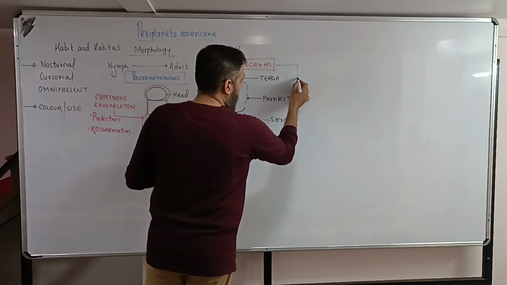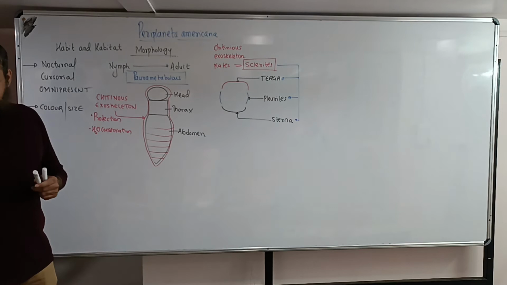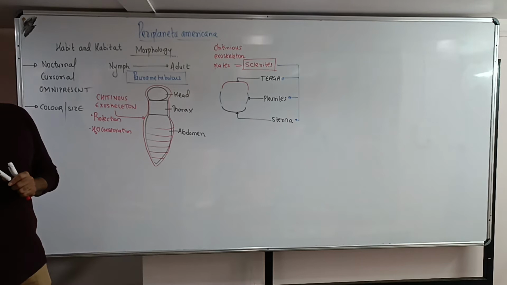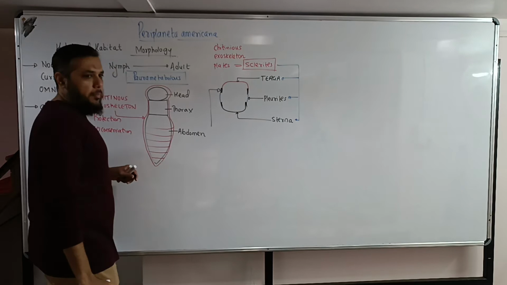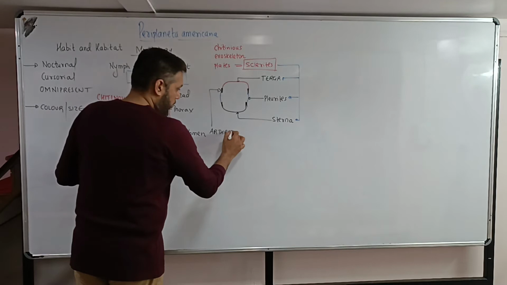All these sclerites are joined together by a flexible membrane called arthrodial membrane.